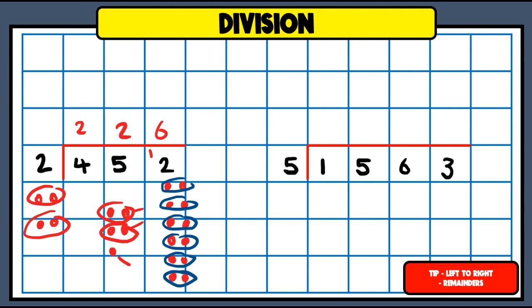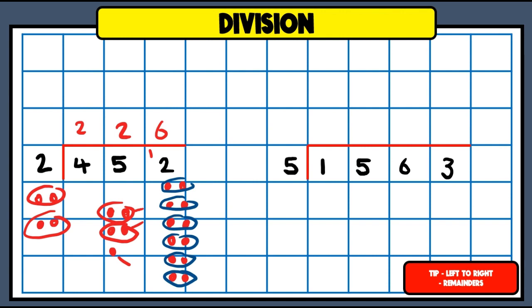Okay, this one I find is much easier when it comes to division. So let's do the same thing now for our next division question. And we've got a divisor of 5, so it's going to be our 5 times table. How many times does 5 go into 1,563? Let's have a look.